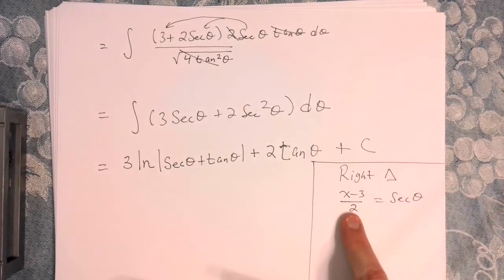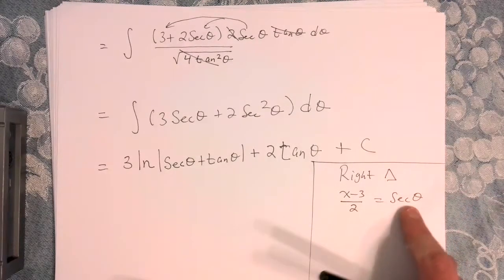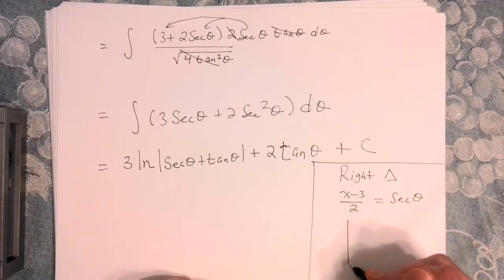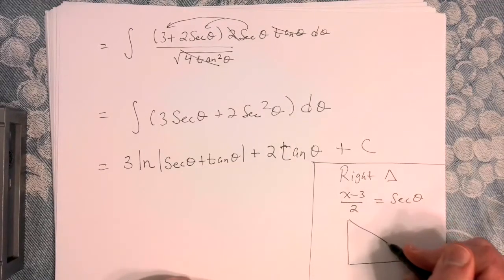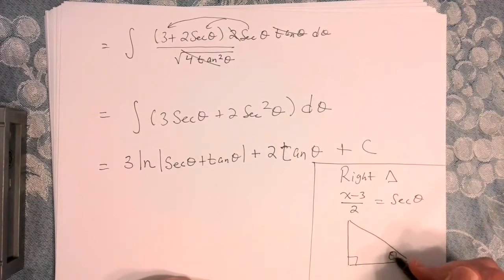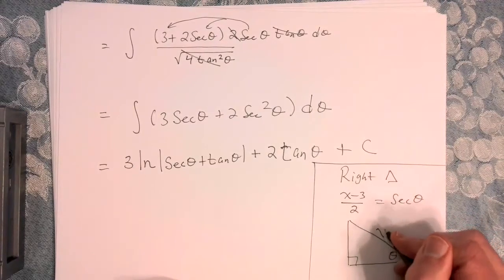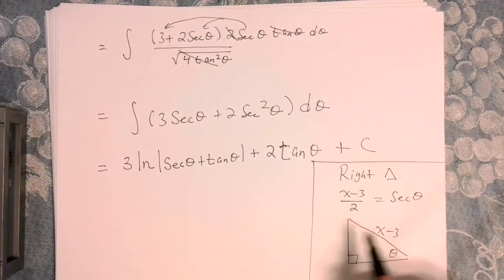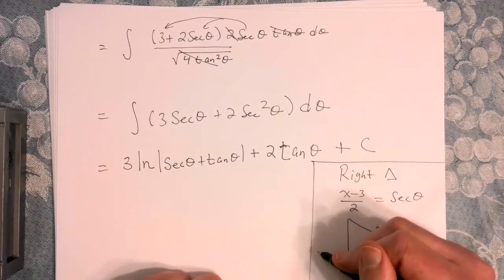So my original substitution statement had the 2 here. I just isolated the trig function. And so remember what that does for us. That allows us to make a right triangle. So here's theta. Secant's the flip of cosine, so that'll be hypotenuse over adjacent. And then I can use the Pythagorean theorem to find the missing side.